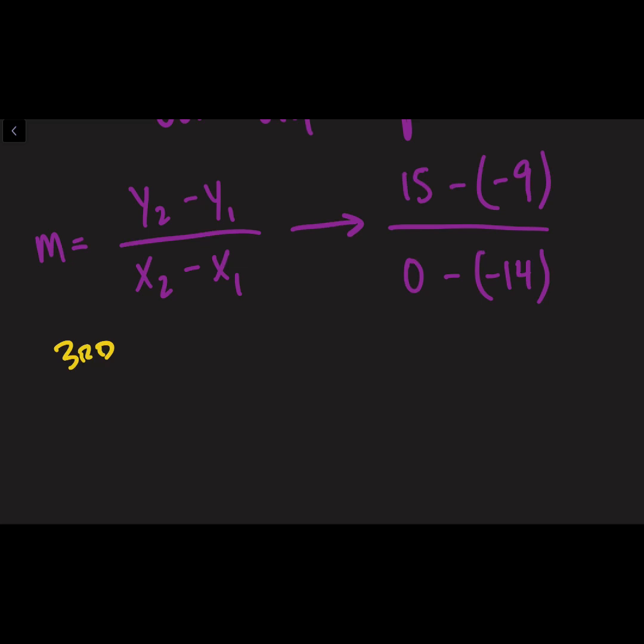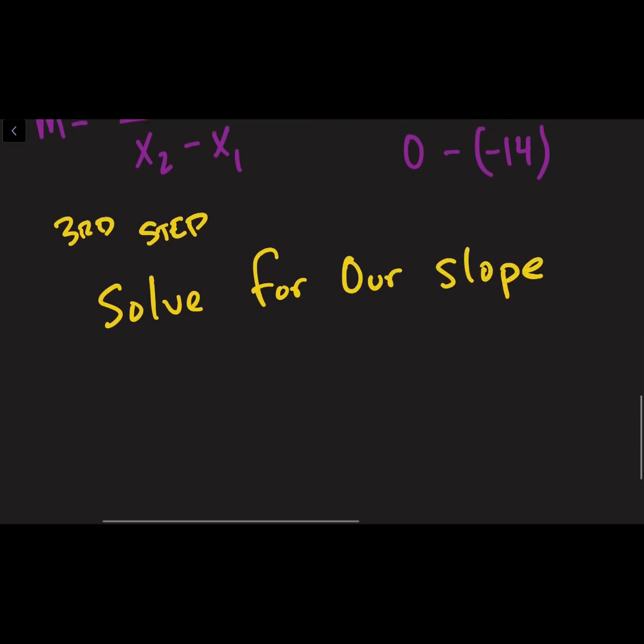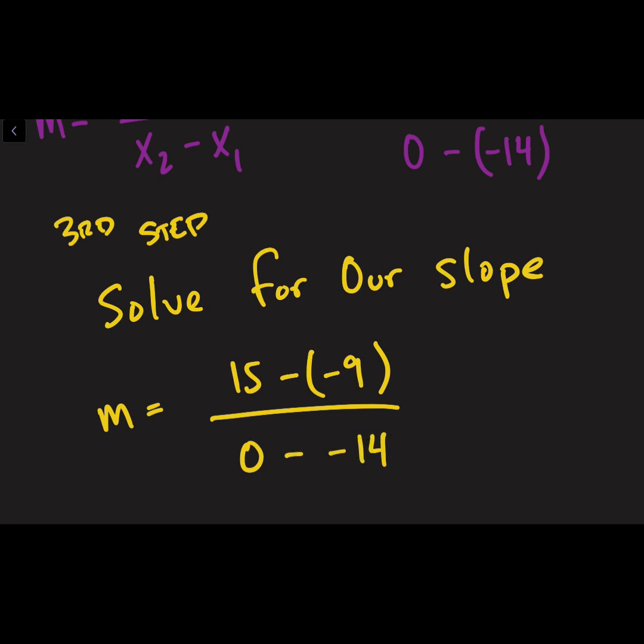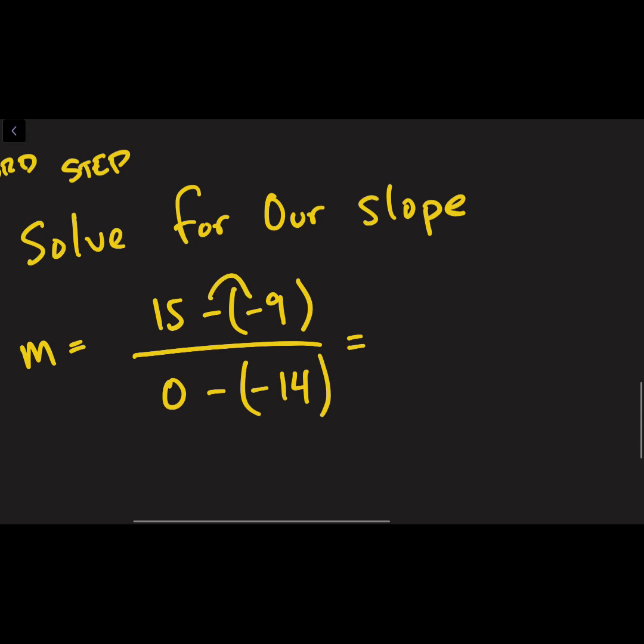For the third step, this is the funnest part of the day. We're going to solve for our slope. We have 15 minus -9, then 0 minus -14. Once we do this and this, that's going to give us definitely a plus. That and that, a plus. So we've got 15 plus 9 over 0 plus 14.